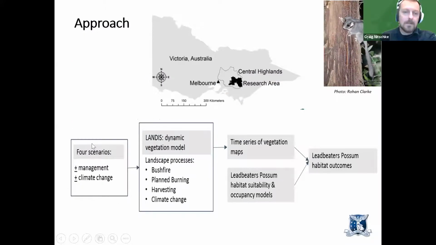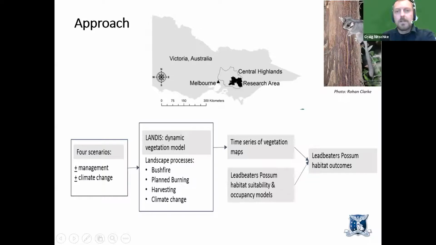We considered 4 scenarios of climate change and management, and these were developed with the state government, with the Department of Environment, Land, Water and Planning, to reflect their current management practices and the current processes that are impacting this landscape. So bushfires, planned burning, timber harvesting, climate change. And we looked at how the vegetation changed in response to these landscape processes, and then how that influenced the habitat suitability of Leadbeater's possum.